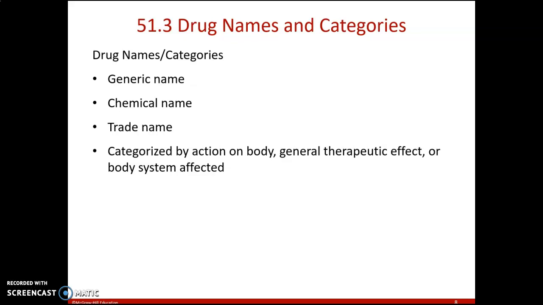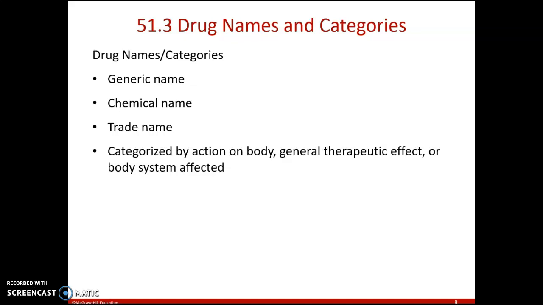So how do we categorize drugs? Drugs are categorized by their action on the body, general therapeutic effect, or the body system affected. So this chart has some of the most popular categories in medications, and I highly suggest that you review it and be familiar with the drug category and the action of the drug. You don't have to memorize the examples, but knowing where to find information about your medications is important as well.